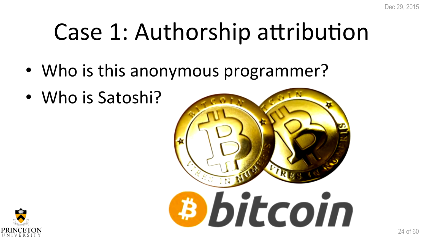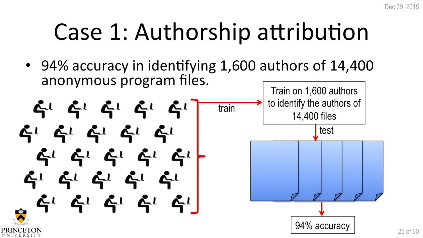This is programmer authorship attribution, programmer de-anonymization, and maybe this can be applied to Satoshi Nakamoto, who was the founder of Bitcoin, and we don't really know who that is. What happens here? We have 1,600 programmers, and each has 9 code samples. We do 9-fold cross-validation, and we extract features from their code samples. Once we train our classifier and test on the 14,400 samples, we get 94% accuracy.